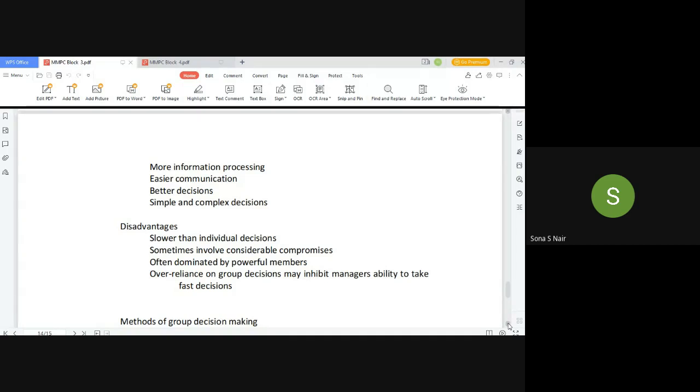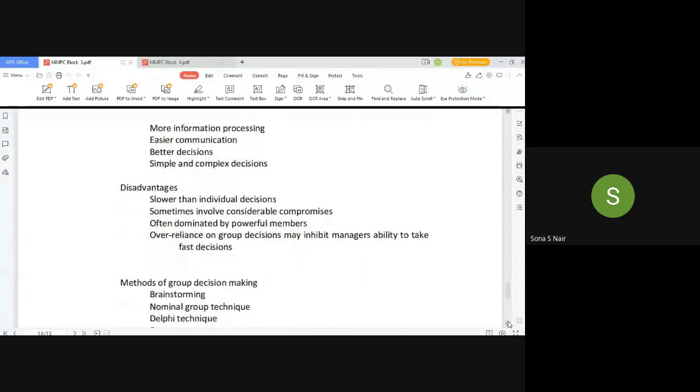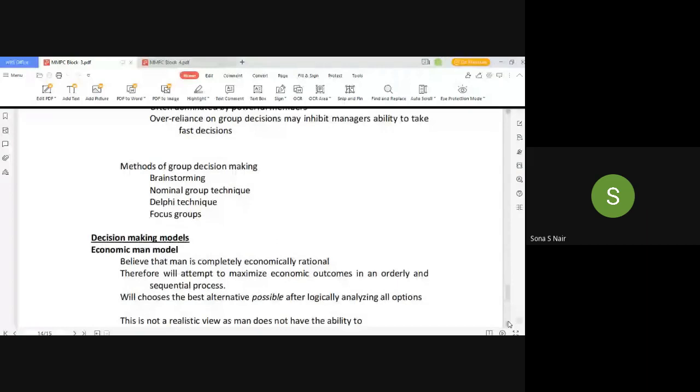Over-reliance on group decisions may inhibit a manager's ability to take fast decisions. So if every time the manager is into group decision making, sometimes when faster decisions need to be made, the manager might not be able to take the decision on time. I think you can go through the methods of group decision making. That would be going into too much detail here. But briefly, let us look at what it is.